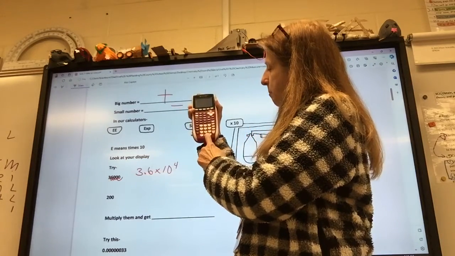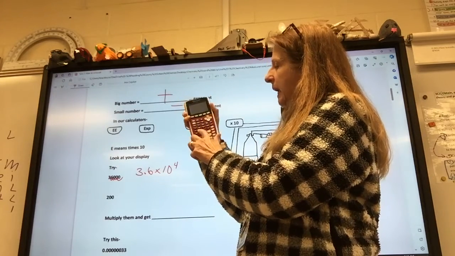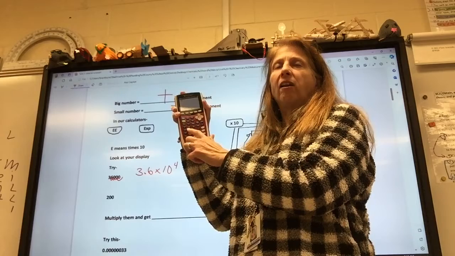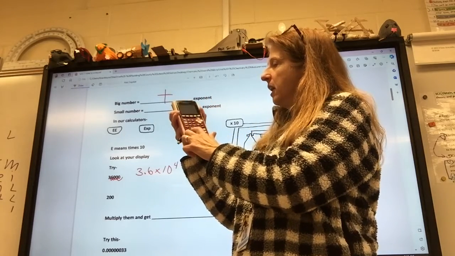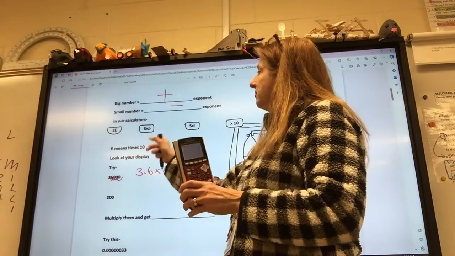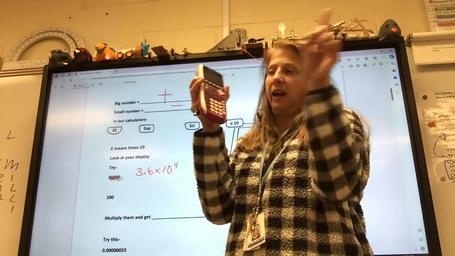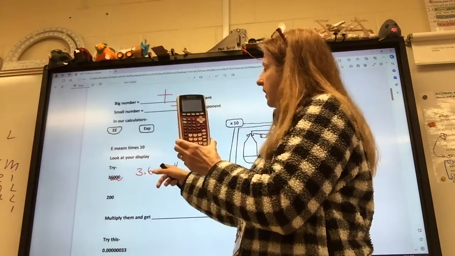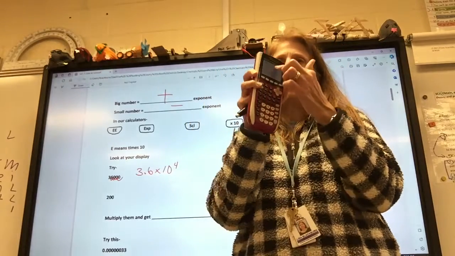I'm going to put 3.6. See the point down there? Then the EE button on this one is painted on the calculator behind the comma. So I do second comma, and that gives me a little E. That E means times 10, so I don't do times and I don't do 10. E means times 10, and then I put 4. And that's the number in the calculator.